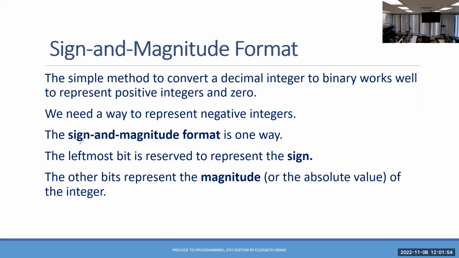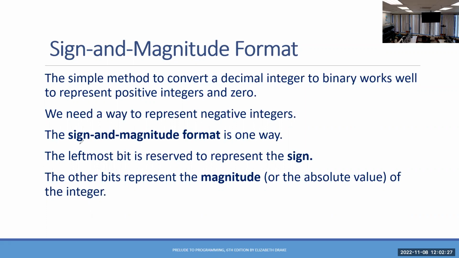And the first format, if you want to store the sign and integer number, you can use the sign and magnitude format here. It's a simple method to convert the decimal integer into binary and represent the positive integer, right? In the case of a non-negative number, you just normally convert it and store it here. Now, we also need a way to represent a negative integer number. One way to do that is the sign and magnitude format.